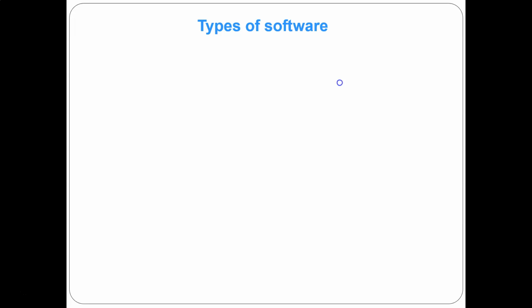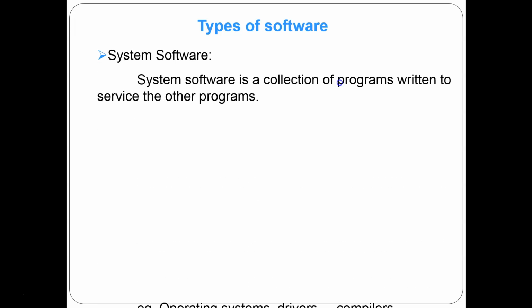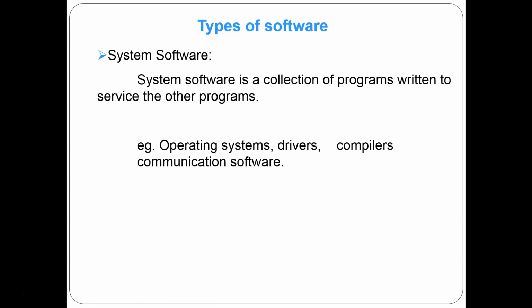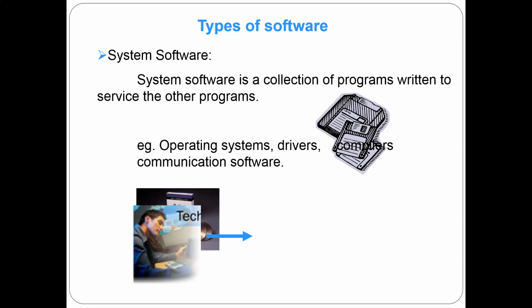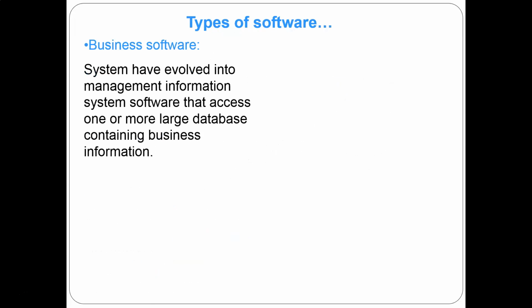Here there are some types of software. Here is the same thing I described to you. System software is a collection of programs written to provide service to other programs. There are operating systems, drivers, utility programs, compilers, communication software. The next is the application software. I have already discussed that. And the business software.